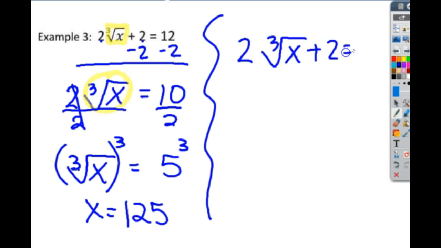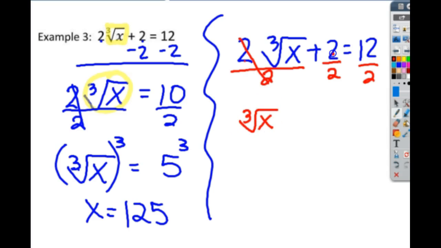Now, there is another thing I just want to mention. Same problem. You can actually cancel this 2 out first, but if you divide by 2, you must divide everything by 2. If you want to start out with a division, you can. But when you divide both sides of the equation by 2, you divide everything. And so that would cancel out, and 2 divided by 2 is 1.